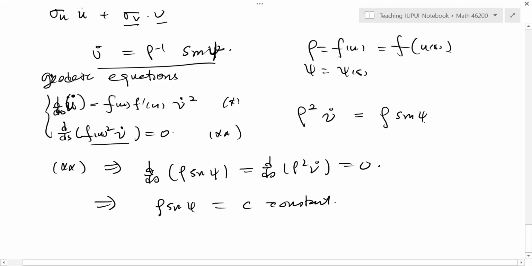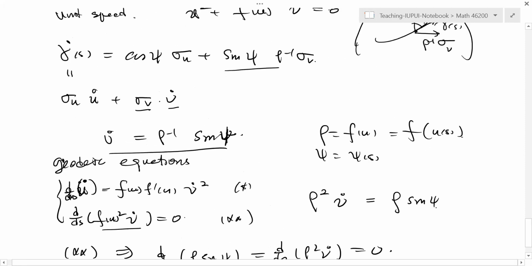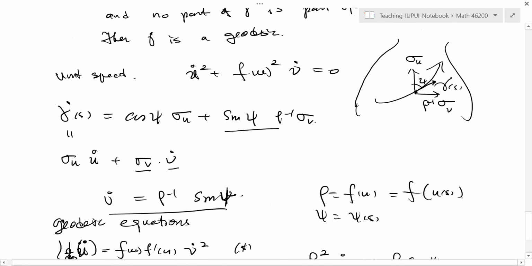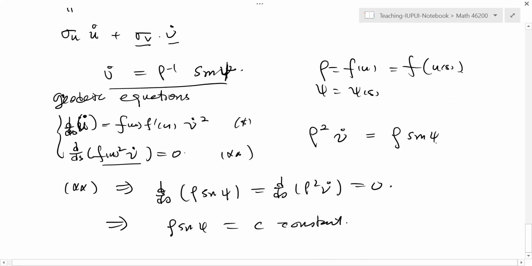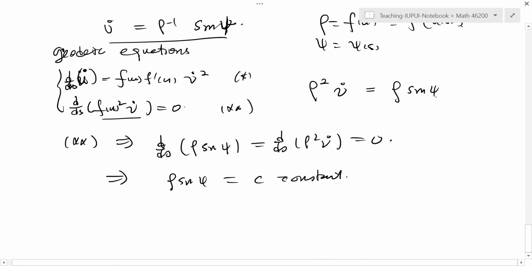Now, conversely, the second equation gave you this information. What I want to say is that actually those two equations, the second equation implies the first equation. Okay, for a surface of revolution. How come?